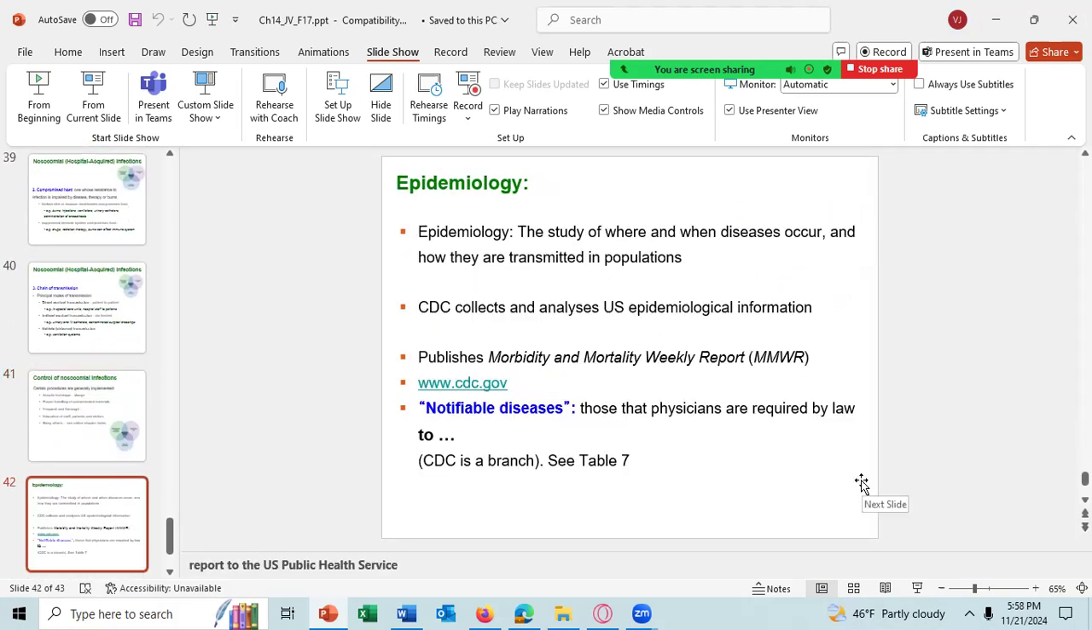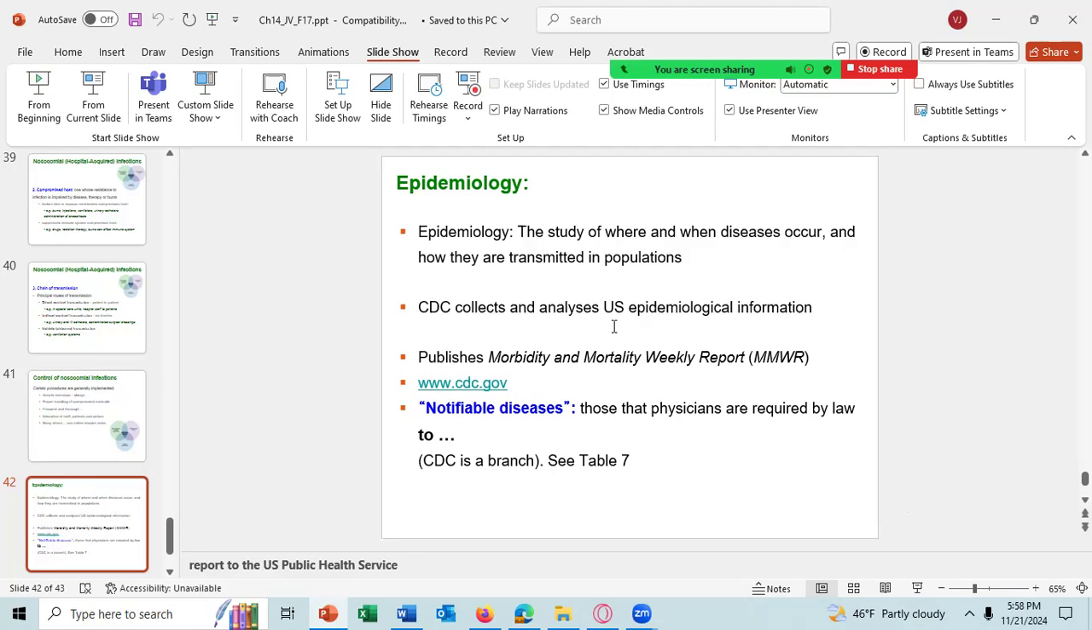All right, some terms of epidemiology. Epidemiology is the study of where and when disease occurs and how diseases are transmitted in populations. The CDC collects and analyzes US epidemiological information.